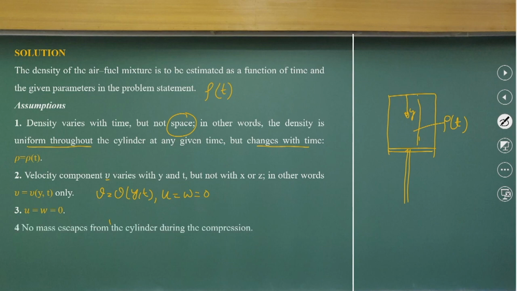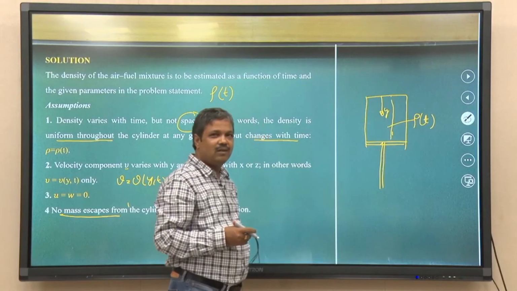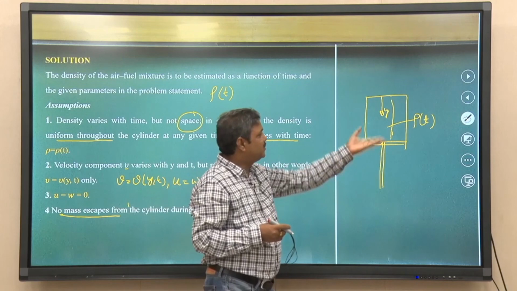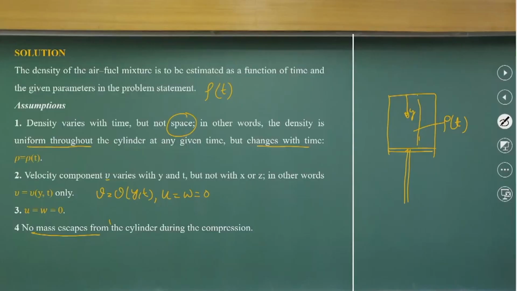And there is no mass escaping from the cylinder, that is very clear cut. Because there is no mass escaping and the piston is moving, a compression is happening.